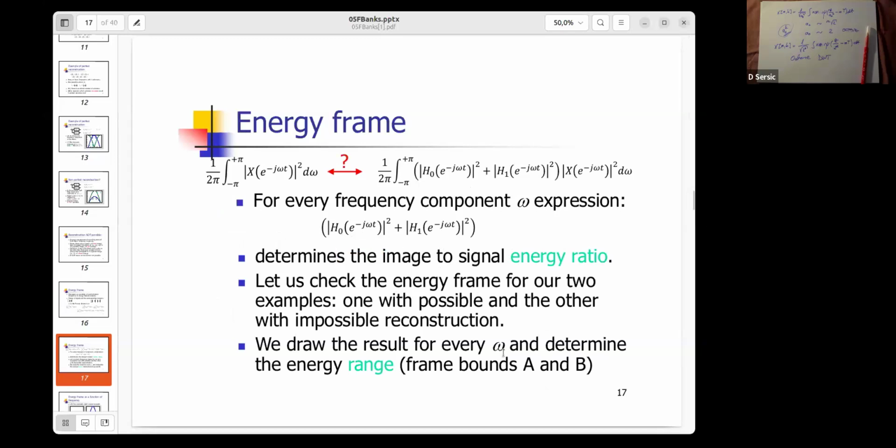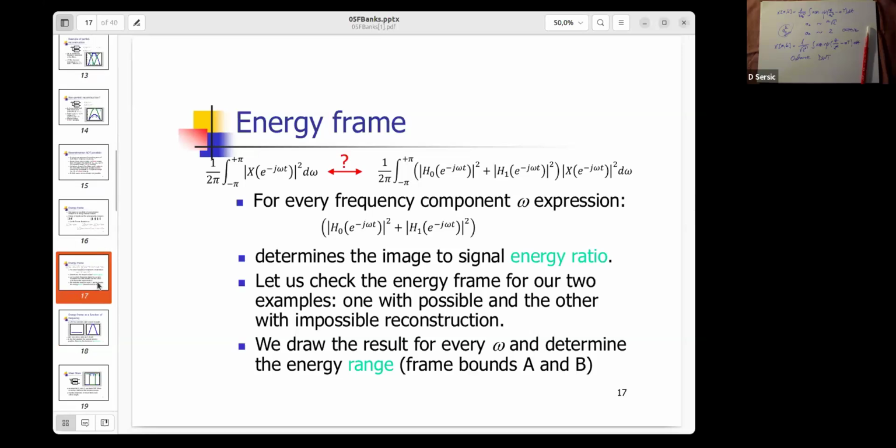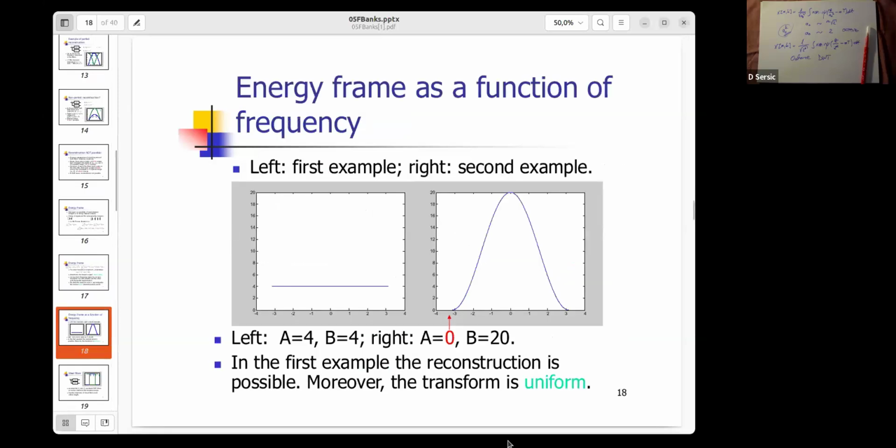So let's check it out for our two examples. What is going to happen if we apply the filters 1, 1, 1, minus 1, or the second example, which was 1, 1, 2, 2? Let's check it out. In our first example, interestingly, the energy of the image is constant. It does not depend on the frequency.